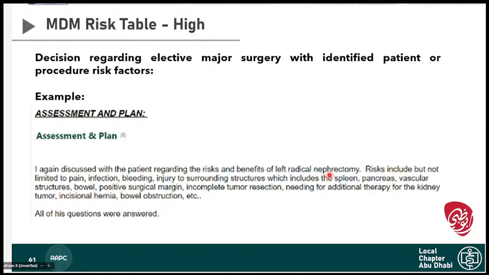So again the provider will be discussing the risk. Risks include but are not limited to pain, infection, bleeding, injury to surrounding structures, which includes the spleen, pancreas, vascular structures, bowel, positive surgical margin, incomplete tumor resection, or needing additional therapy for the kidney tumor, and the incisional hernia, bowel obstructions. Okay, so these are all the risks the provider needs to document. Then only we can consider it as with identified risk factors.